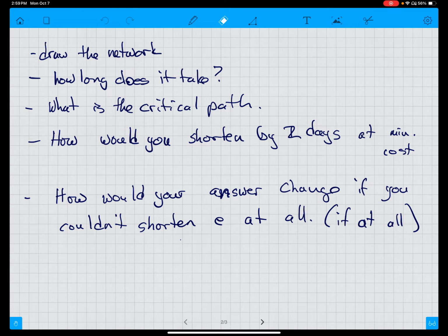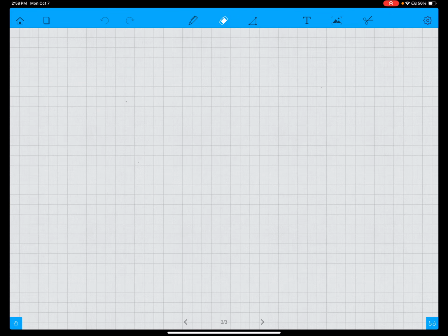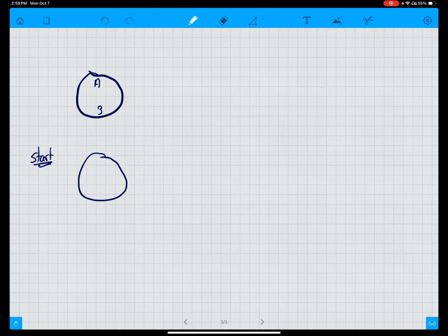So let's begin. The first thing we're going to do is draw the network. As you know, when I do it, I like to start with a start node because it just makes it clearer to me. A was 3 and had no predecessors. B was 4 and had no predecessors. And C was 3 and had no predecessors. So we draw those arrows like that.